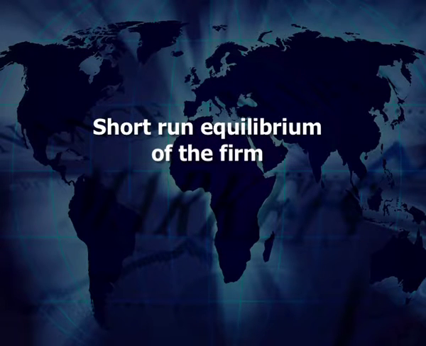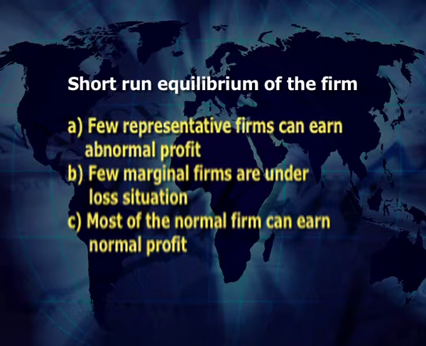Let us know about short-run equilibrium of the firm. According to Professor Marshall, in the market of perfect competition during the short run, the existence of the following three types of firms is possible. Number 1, a few representative firms can earn abnormal profit. Number 2, a few marginal firms are in a loss situation. Number 3, most of the normal firms can earn normal profit. Marginal firms have a loss even though they continue the production of the commodity with the expectation that in the long run they will come out of the loss situation.